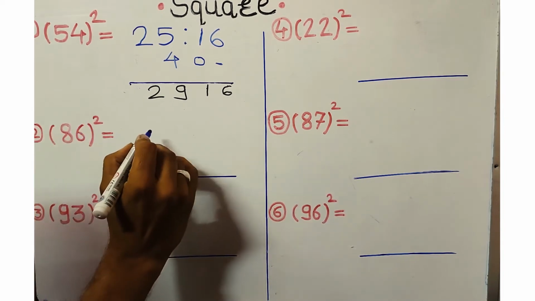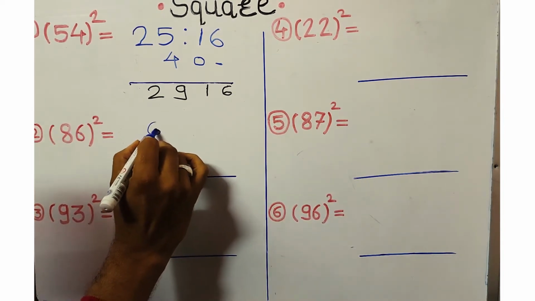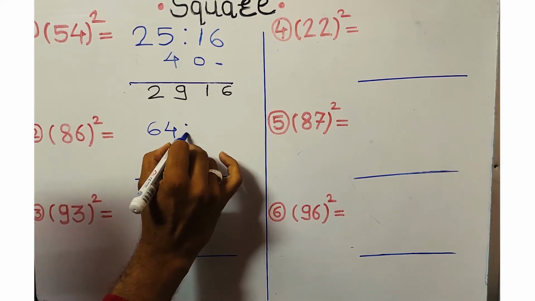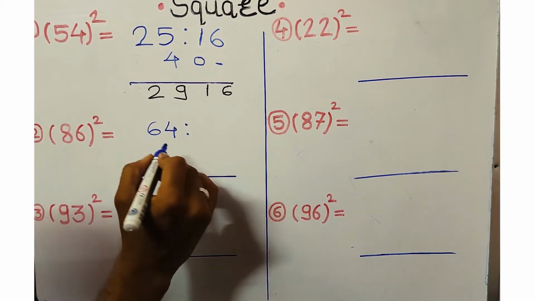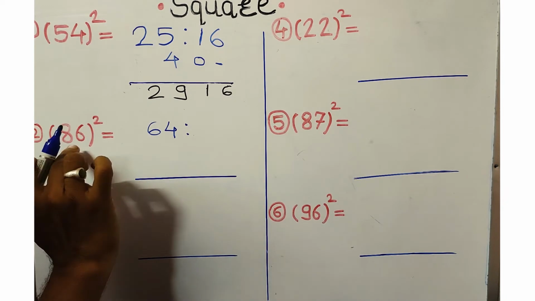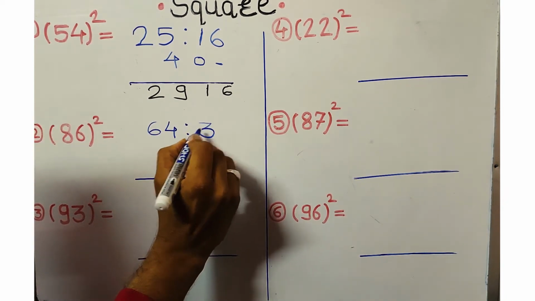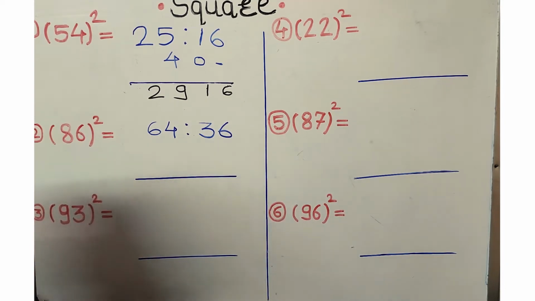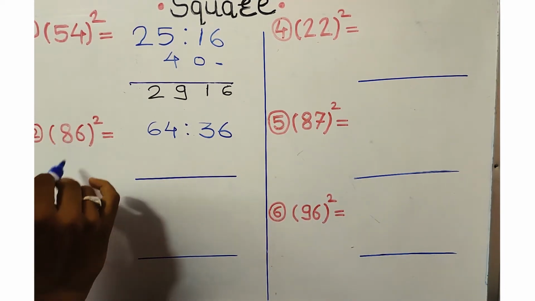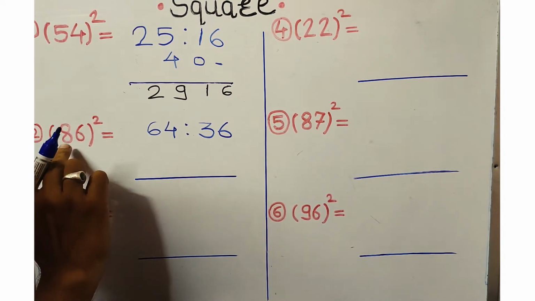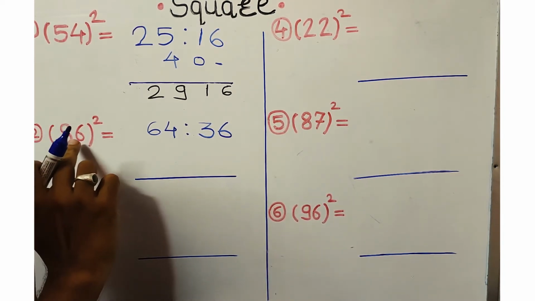In the second example, square of 8, that is 64. Write two dots in front of 64. Then the square of 6, that is 36. Next step, multiply 8 with 6, 8 with 6, that means 8 into 6.